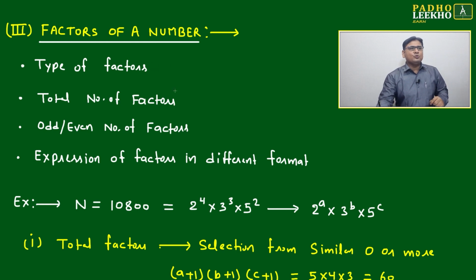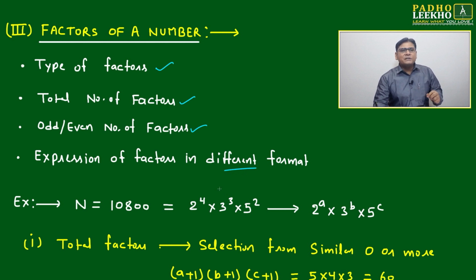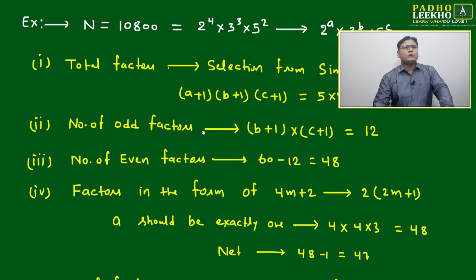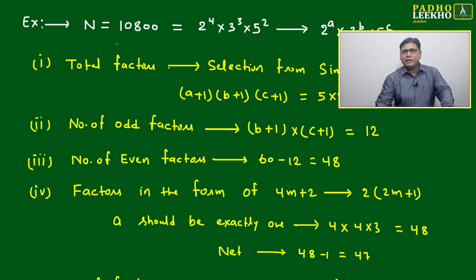We'll try to go through the types of factors next: the total number of factors, odd and even factors, or expression of a factor in a different format. Let's take one simple example. We will get very good clarity about all these thoughts and what the application can be.